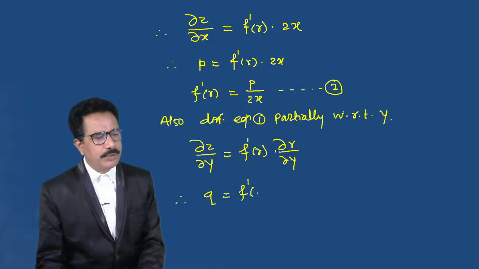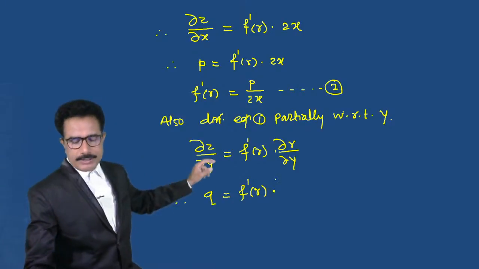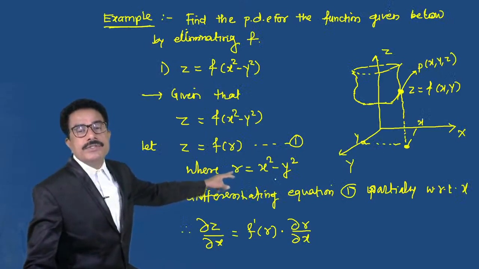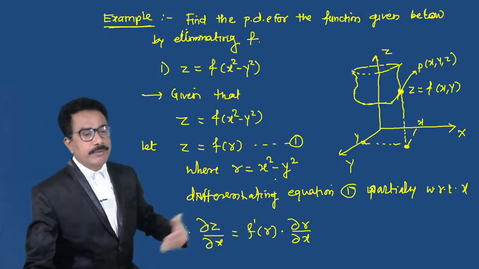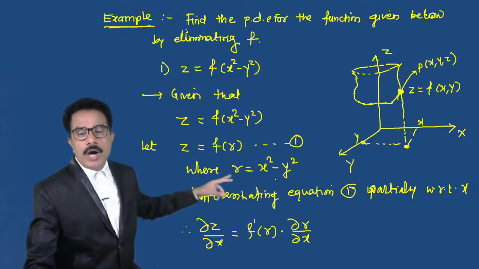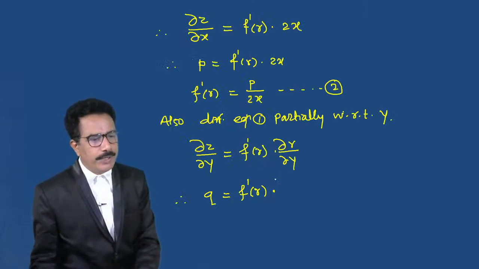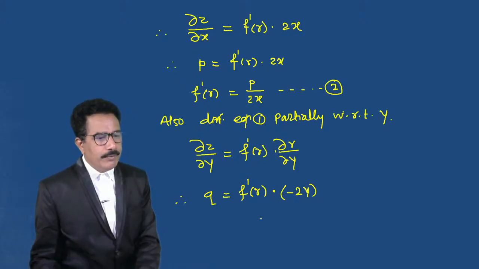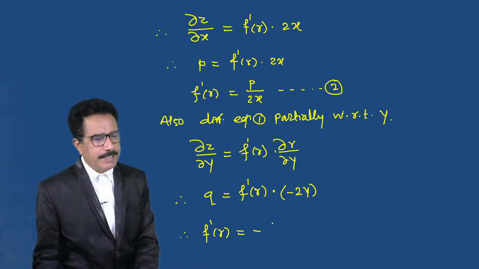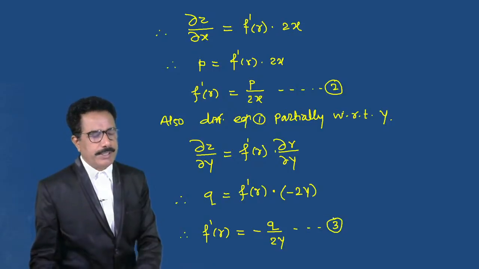f dash of r, put as it is. Now tell me students, r is given, what is that r? r is equal to x square minus y square. Now tell me what is the value of dou r by dou y? We have to differentiate this with respect to y, then we get minus 2y. Is it correct, students? So we can write, therefore, f dash of r is equal to minus q divided by 2y. Suppose this is equation number 3.